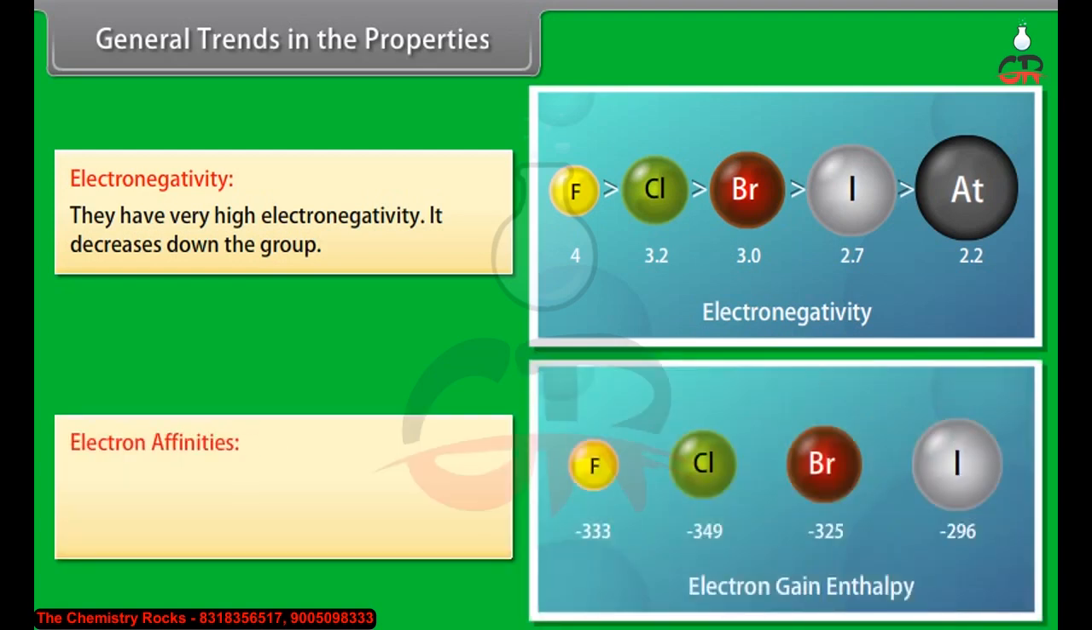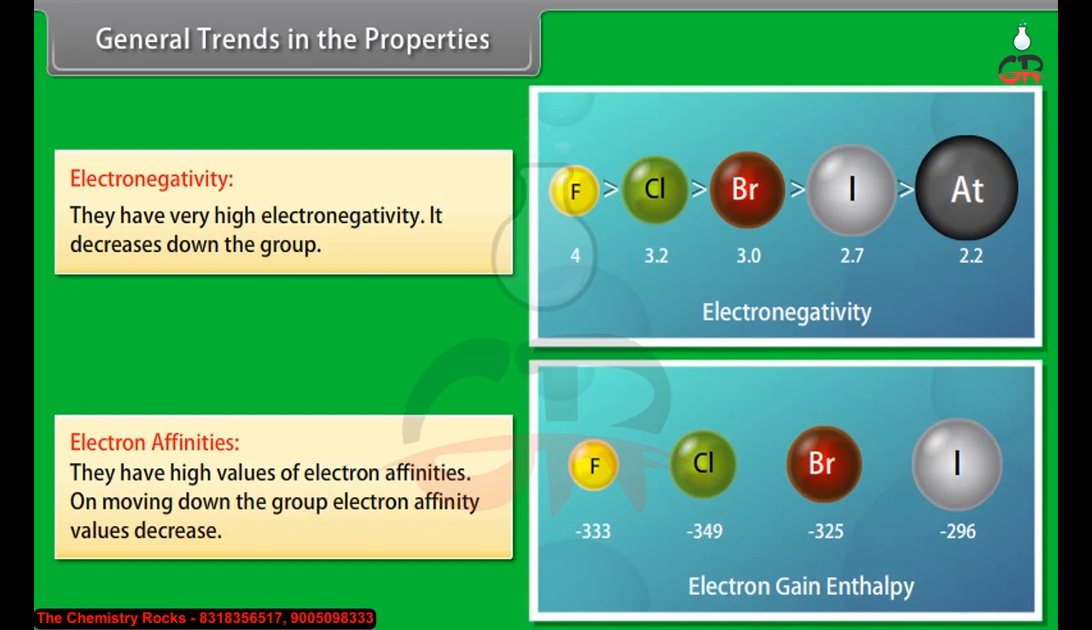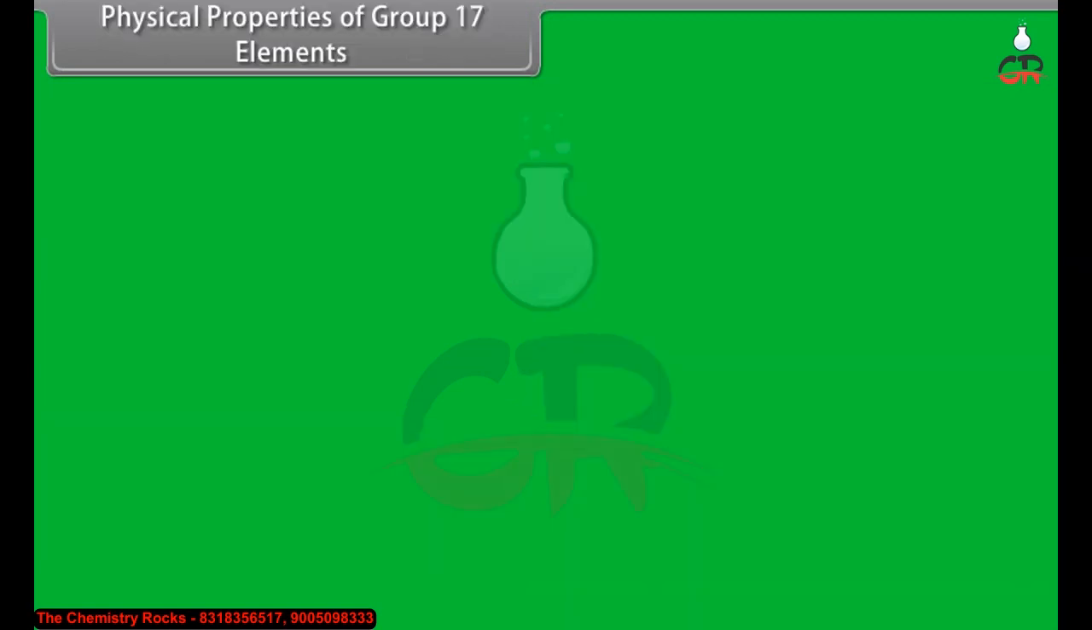Electron affinities. They have high values of electron affinities. On moving down the group, electron affinity values decrease because the size of the atom increases. A low value of electron affinity for fluorine is due to the small size of the fluorine atom. In the compact 2p subshell of fluorine, the added electron does not feel much attraction, resulting in a low value of electron affinity.